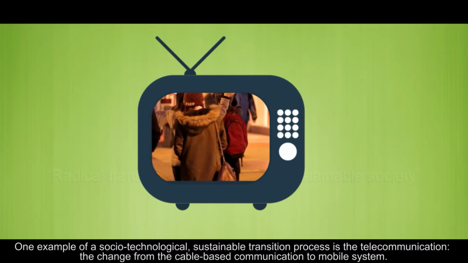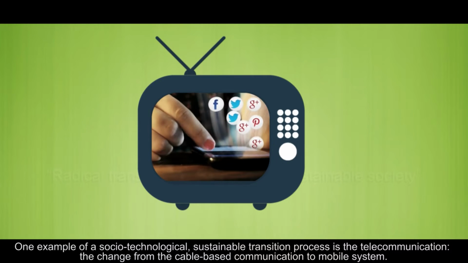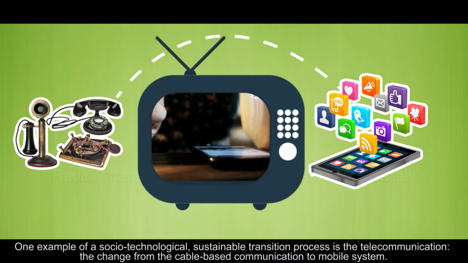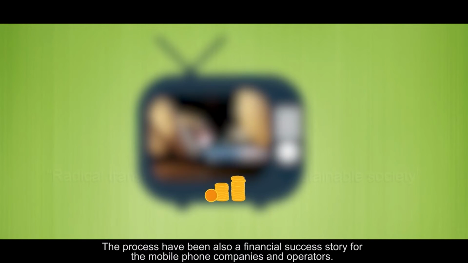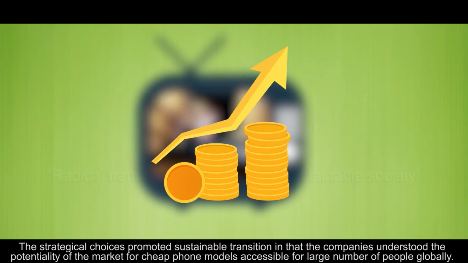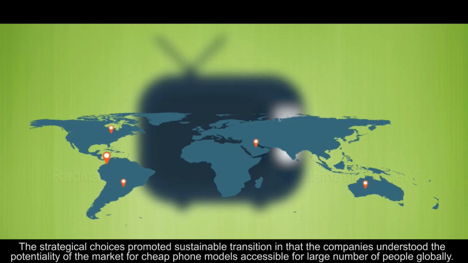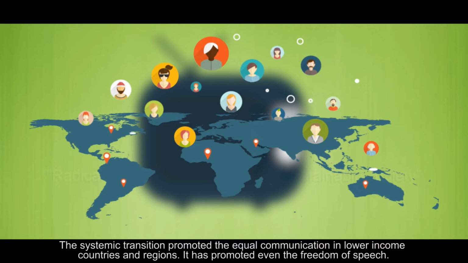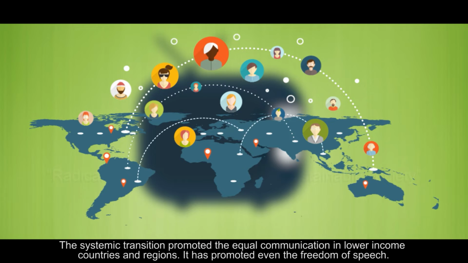One example of a socio-technological, sustainable transition process is the telecommunication, the change from the cable-based communication to the mobile system. The process has been a financial success story for the mobile phone companies and operators. The strategic choices promoted sustainable transition in that the companies understood the potential market for cheap phone models accessible for a large number of people globally. The systemic transition promoted the equal communication in lower-income countries and regions. It has promoted even the freedom of speech.